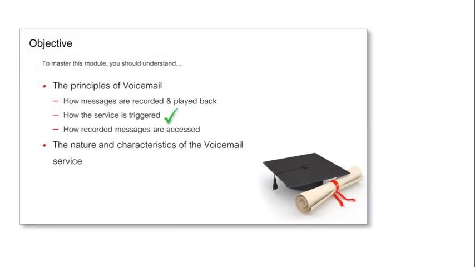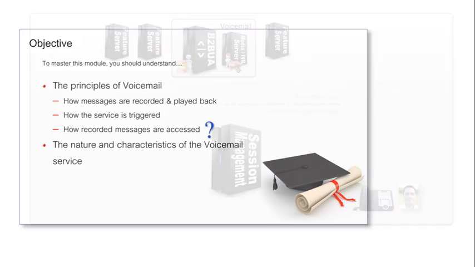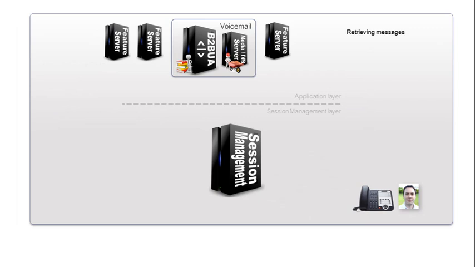Now that we know how voicemail is triggered and how messages are recorded, next let's talk about retrieving messages. Now, messages can be retrieved in a number of ways. Enterprise phones might have a special voicemail button, and regular phone users might dial a feature access code, FAC. Either way, the same thing happens under the surface.